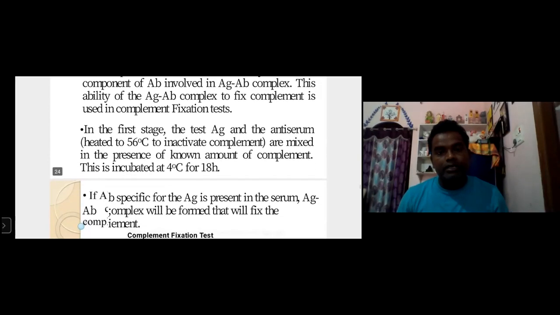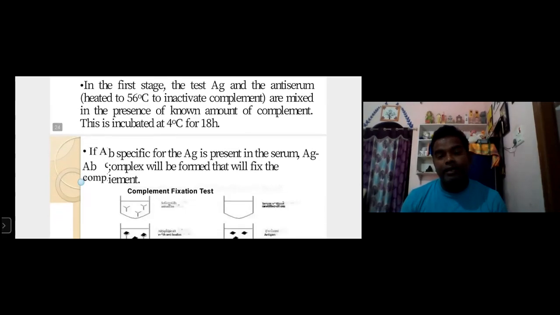In the first stage, the test antigen and the antiserum are heated to approximately 56 degrees Celsius to inactivate the complement first, and then mixed in the presence of a known amount of complement. This is incubated at 4 degrees Celsius for 18 hours. Then, if antibody specific for the antigen is present in the serum, the antigen-antibody complex will be formed and will fix the complement.